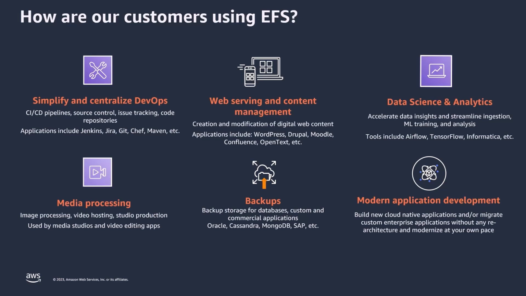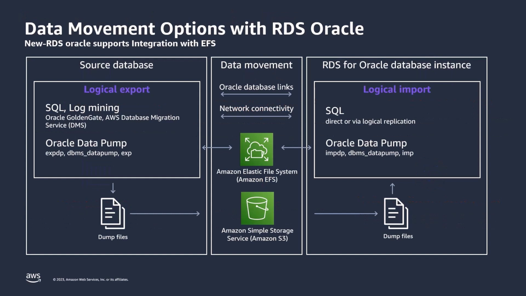Now, let's talk about data movement options with RDS Oracle. Here, we will talk about the new option of EFS integration with Amazon RDS for Oracle. There are several options for data movement into an RDS for Oracle instance. We can move the data from a source database, which could be an on-prem Oracle database, an RDS Oracle database, or an Oracle database on EC2, to the target database, that is RDS Oracle, using different ways like DB links over the network, logical replication using tools like DMS or Golden Gate, bulk load using data pump, etc.